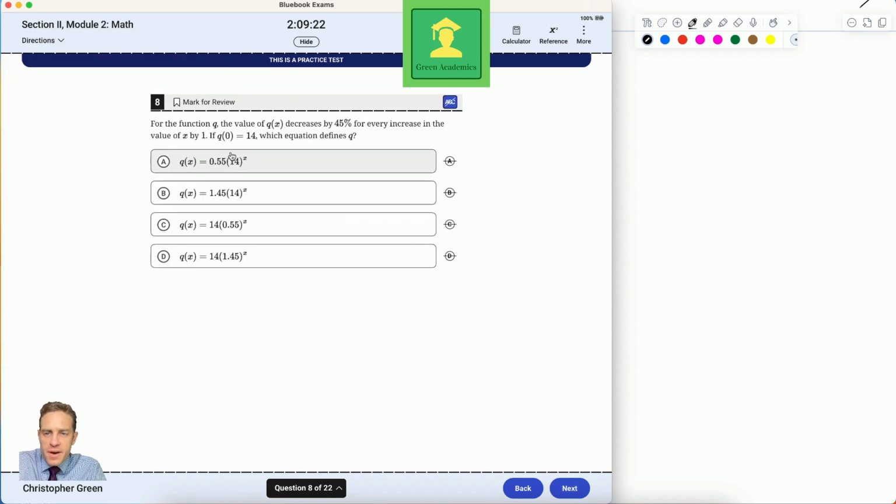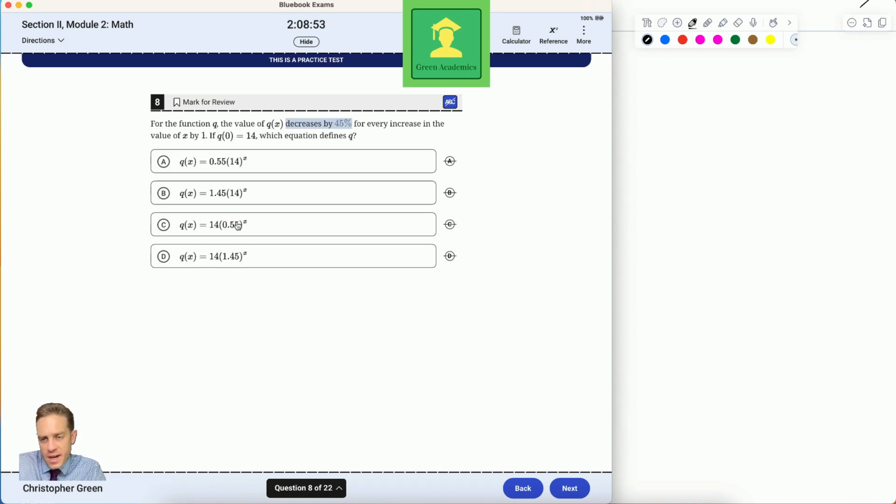For the function q, the value of q of x decreases by 45% for every increase in the value of x by 1. If q of 0 equals 14, which equation defines q? Decreasing by 45% is the same as multiplying by 0.55, right? Because 100 minus 45 is like $1 taking away 45 cents. You're left with 55 cents. So again, decreasing by 45% is multiplying by 0.55. So it seems like it's c as in cat.